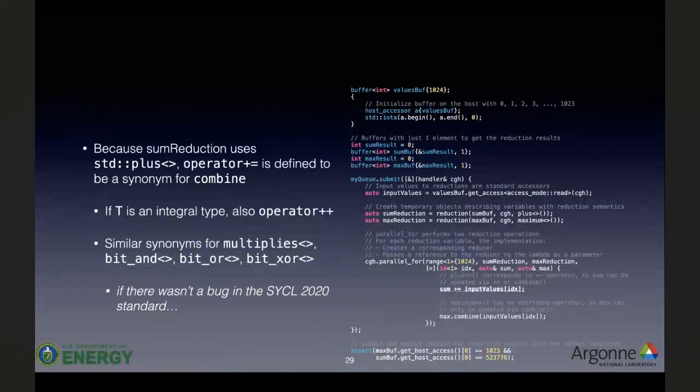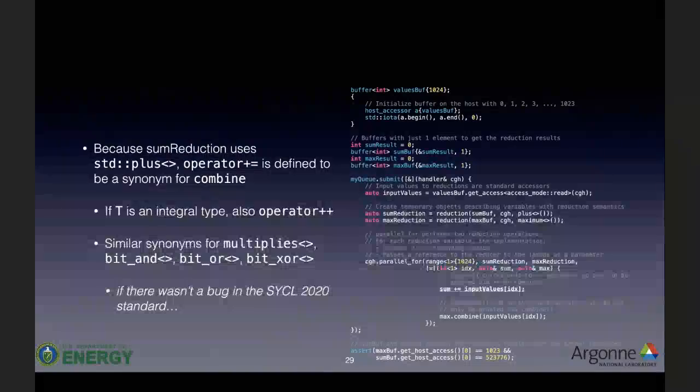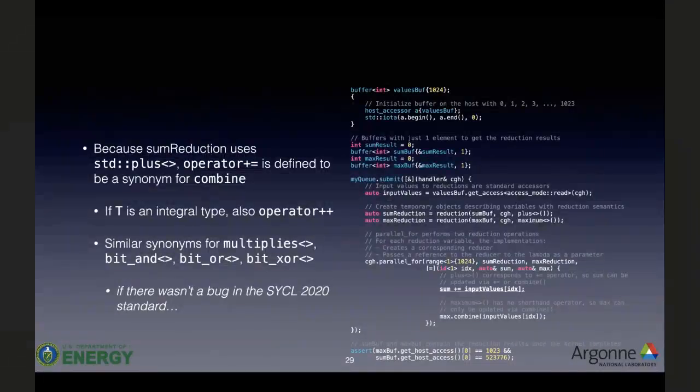As I was saying, if you look at sum, it uses sum plus equals input values IDX. That's the same as saying sum.combine input values IDX, just like max.combine down here. Because sum uses standard plus, for convenience we add an operator plus equals. And if T is any kind of integral type for plus, we also add plus plus, which just adds 1 to it if you're just trying to increment something. And there are synonyms for standard multiply, standard bit and, standard bit or, standard bit exclusive or. Or there will be. I mean, this is the intent.